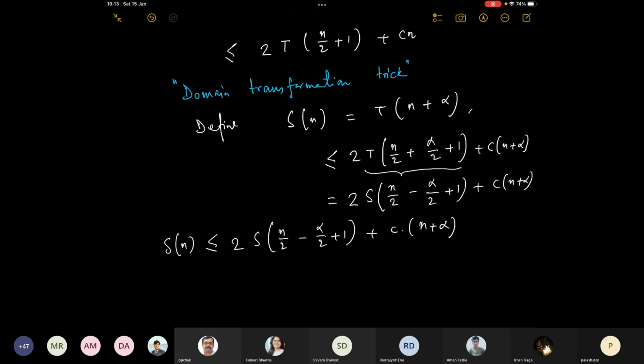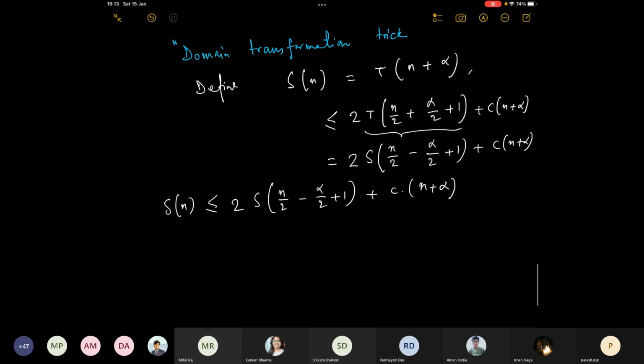Can someone tell me what should I do? Very good. Choose alpha so that this is 0. So choose alpha equal to what? 2, I think. And this will be 0. Alpha is a constant. I am choosing alpha equal to 2. So I get S(n) is less than or equal to 2S(n/2) plus c times (n plus 2).